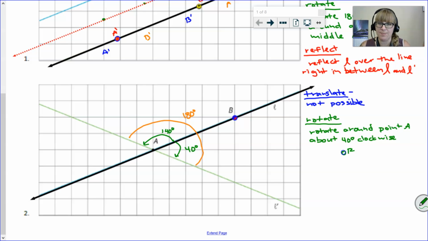So, or rotate around point A about 140 degrees counterclockwise.